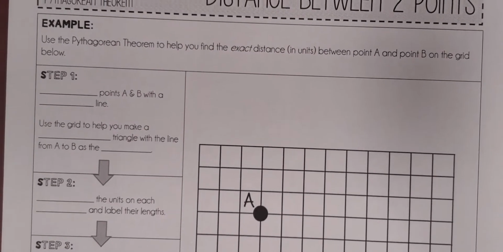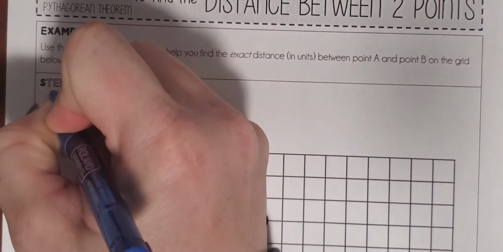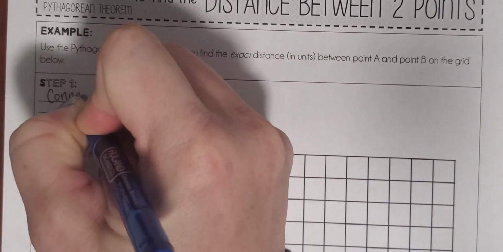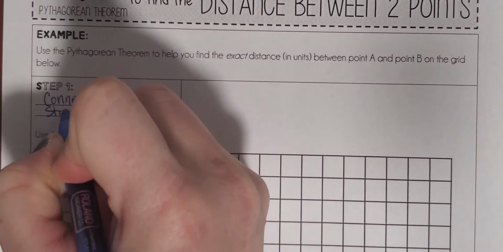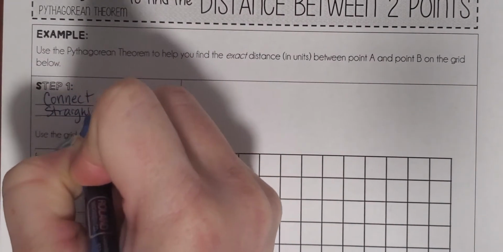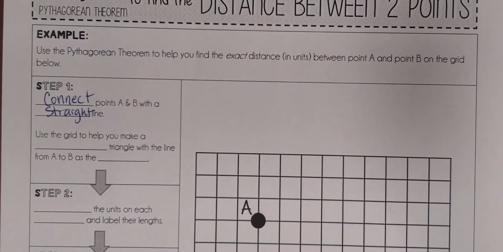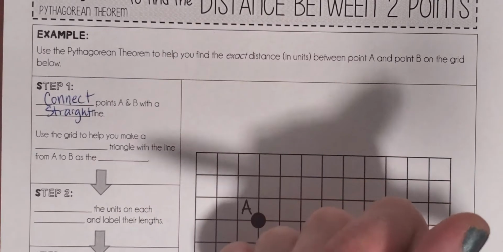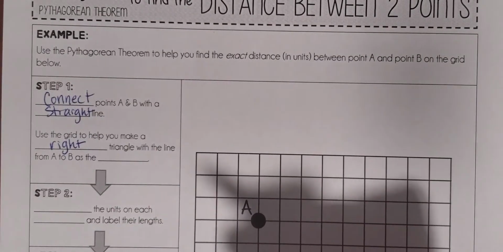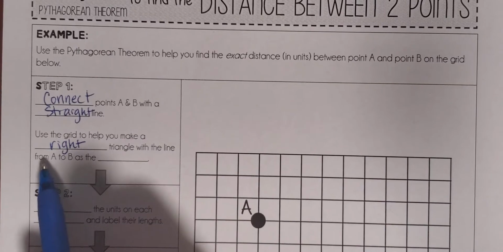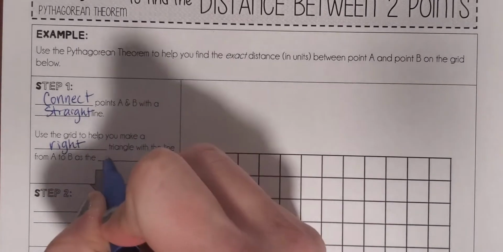So step number 1, we are going to connect points A and B with a straight line. And we're going to use the grid to help you make a right triangle with the line from A to B as the hypotenuse.